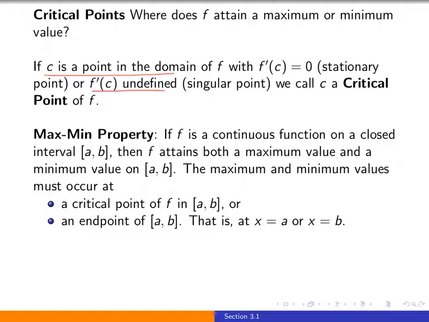And this gives us a very nice procedure we can use to determine the max or minimum values. We find the critical points of our function on the interval, we look at the endpoints, and we evaluate our function at each of these, and that's going to give us a list of numbers. From that list of numbers, we pick the largest value, that's the maximum. We pick the smallest value, that will be the minimum. So let's illustrate this with a few nice concrete examples.